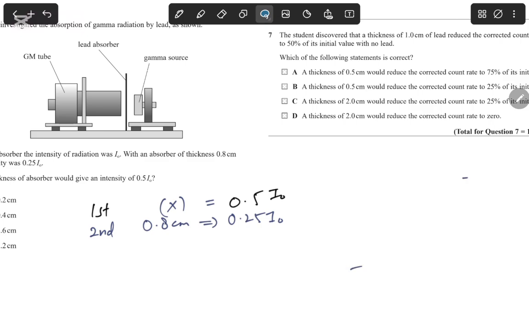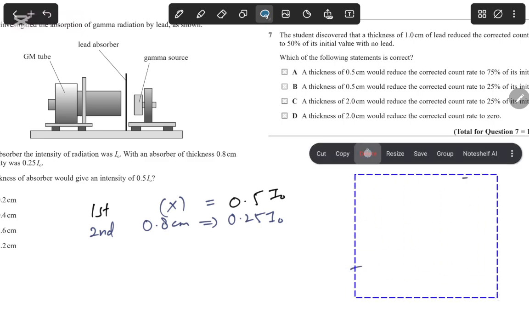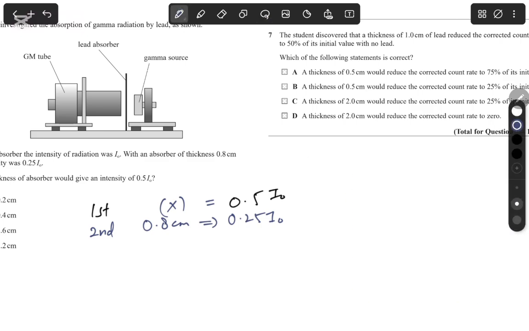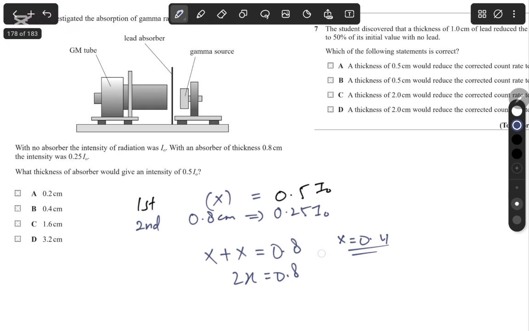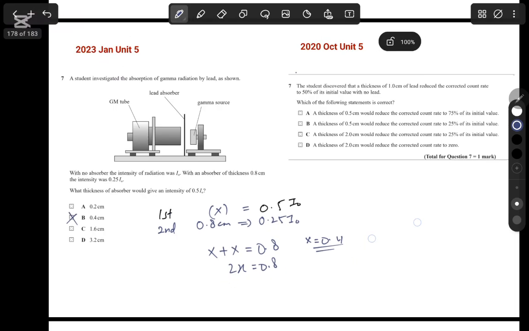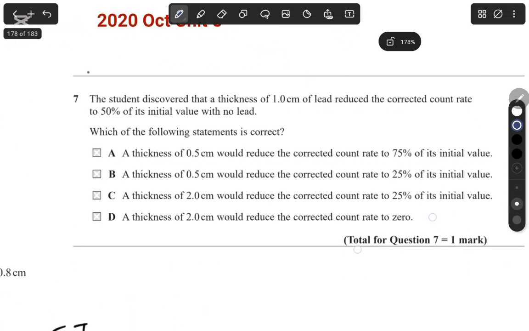So every x, your intensity will reduce by half. That's what I'm trying to say. So x plus x should be 0.8. So 2x should be 0.8. You're going to get x as 0.4. So I just wanted to do it a bit more systematically. And the answer here will be 0.4. Okay. The next one is this.